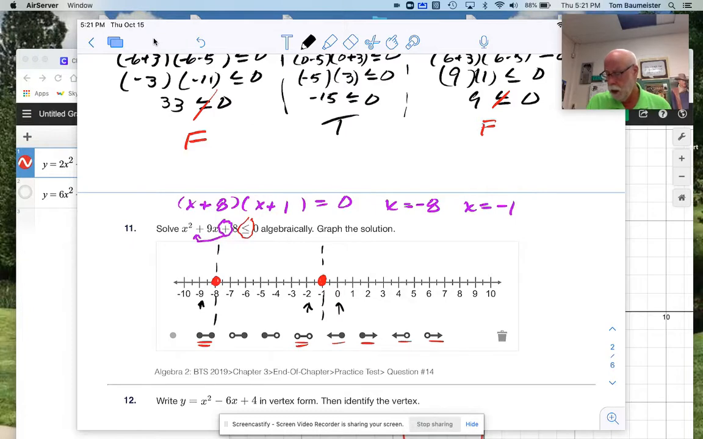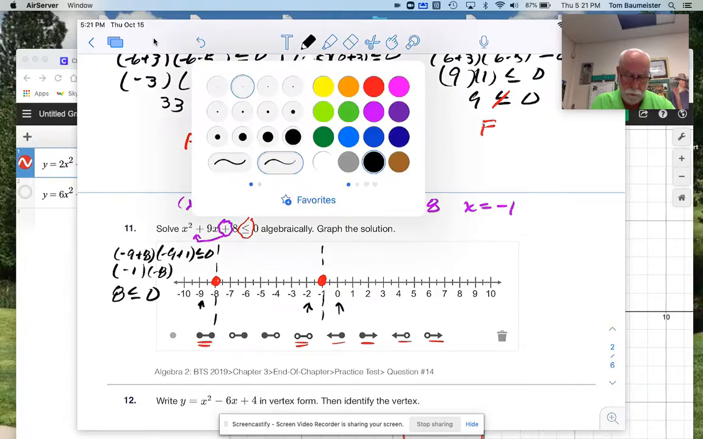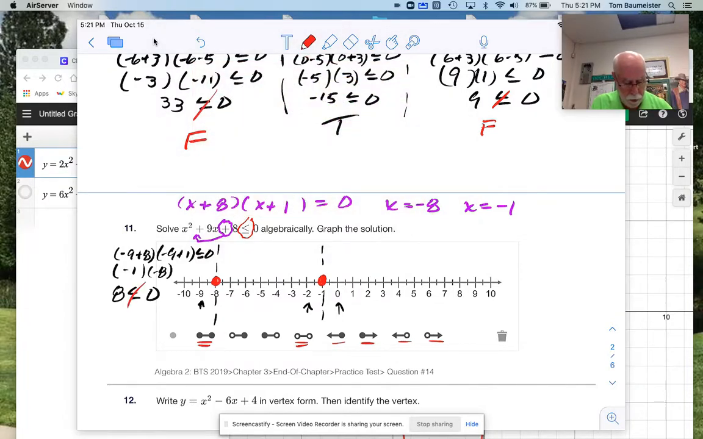All right. So knowing that on this first one here, I'm going to have -9 plus 8. And I'm going to have -9 plus 1. Again, we're asking if that's less than or equal to 0. That'll give me -1. That'll give me -8. So that gives me 8. Is 8 less than or equal to 0? You're going to tell me no. So that one is false.